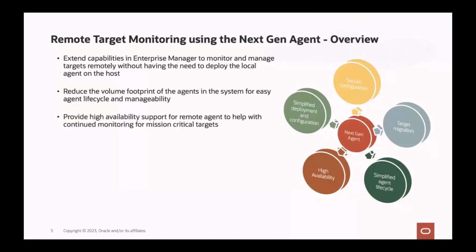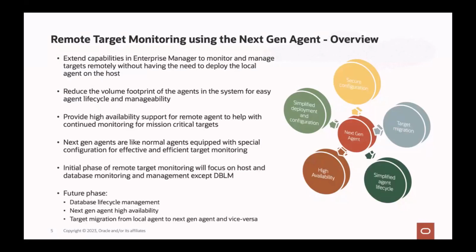In the current Enterprise Manager setup, agent failure acts as a single point of failure and adversely impacts the monitoring of critical targets. To address this issue, high availability support is provided for the next-gen agent. In the event of next-gen agent failure, a standby next-gen agent is available to ensure the continued monitoring of critical targets. The next-gen agents are an extension of the standard agents we currently use in Enterprise Manager. However, they are specially configured to enable remote monitoring of targets deployed across multiple regions from a centralized location. This allows for more efficient and effective monitoring.